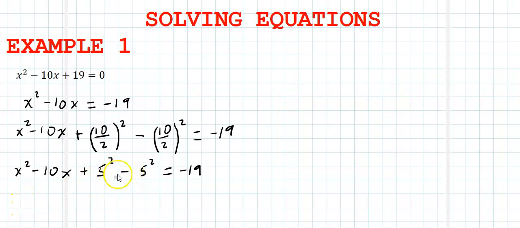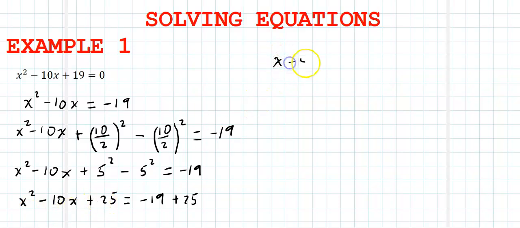Now, we are going to isolate the perfect square trinomial. X to the second power minus 10x plus 25 equal negative 19 plus 25. So, on the left side, we have a perfect square trinomial, and the factorization of the perfect square trinomial is x minus 5 to the second power, equal to negative 19 plus 25, which is 6.